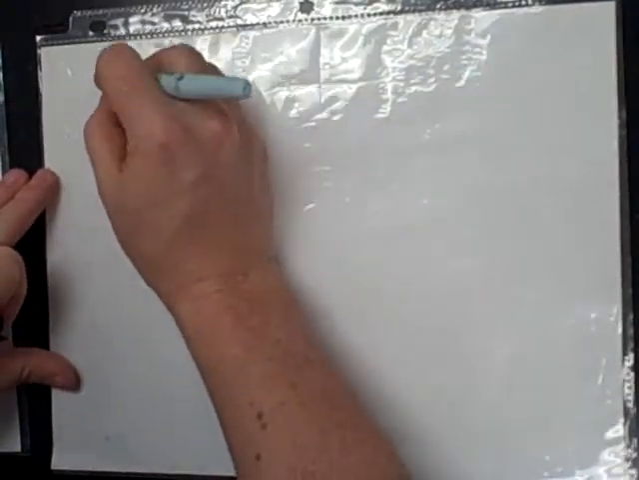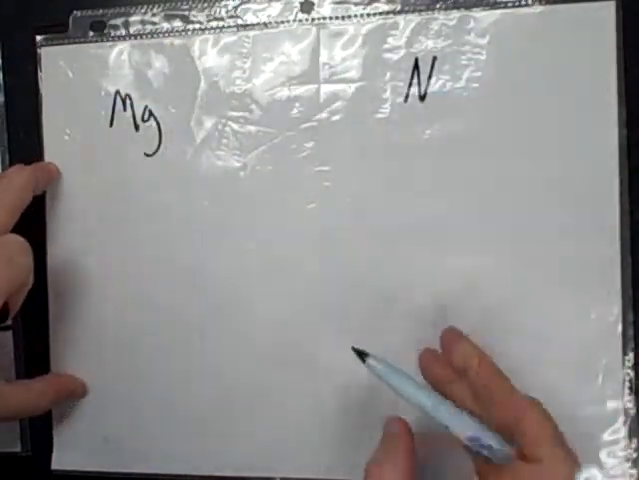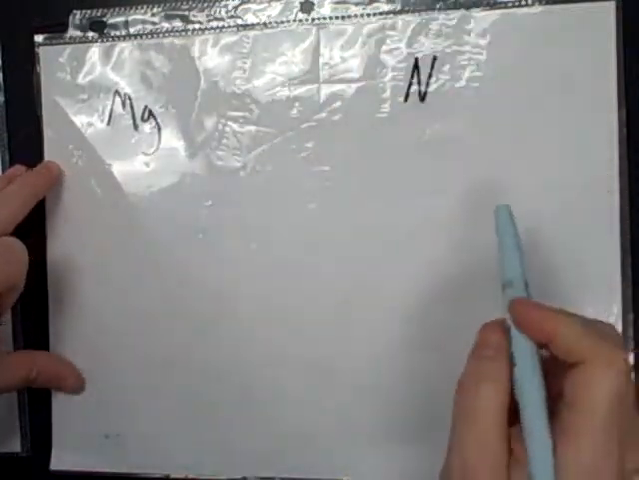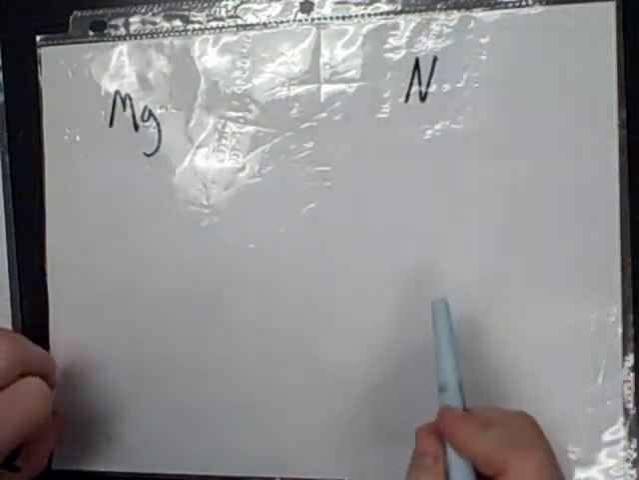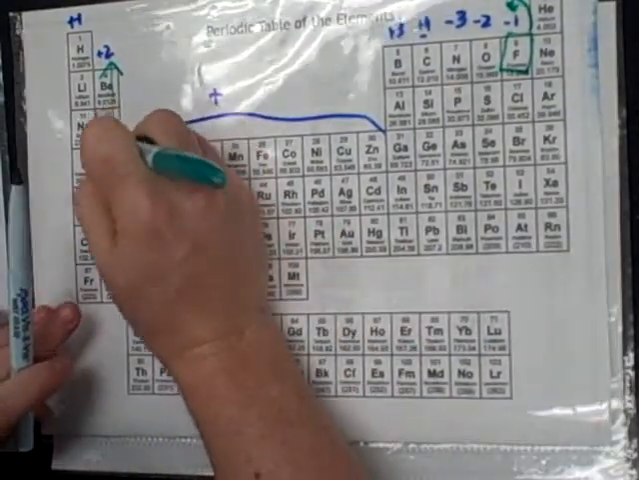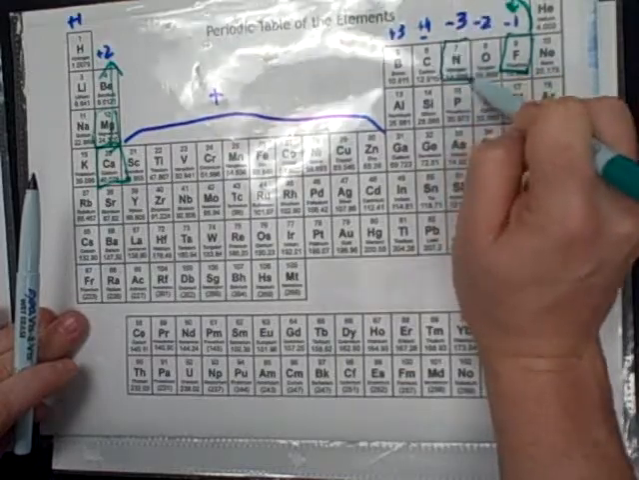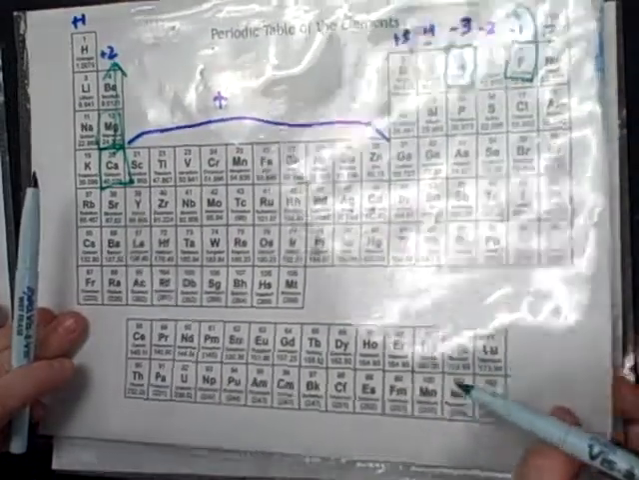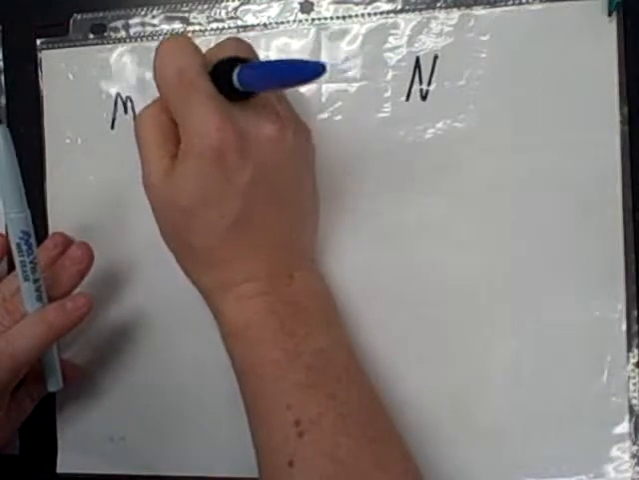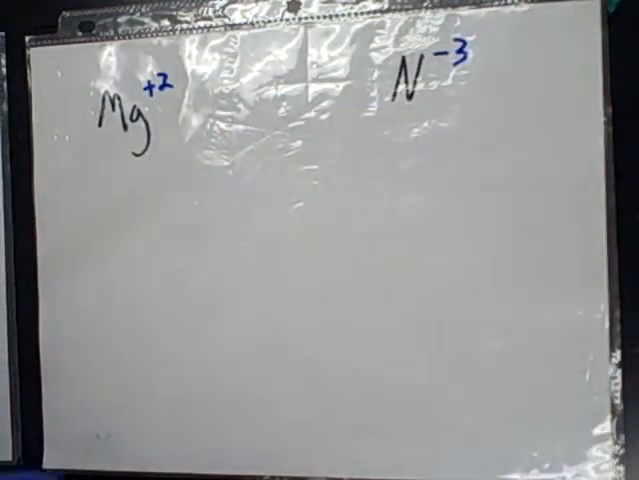Okay, what if we are writing the formula for a compound made of magnesium and nitrogen? Again, the cation, the metal, is written on the left. The anion, the nonmetal, is written on the right. Now we look up on the periodic table. Magnesium, just like calcium, is in group 2, so it's a +2 ion. Nitrogen is in group 15, so it's a -3 ion. So we are going to write a +2 next to magnesium and a -3 next to nitrogen.